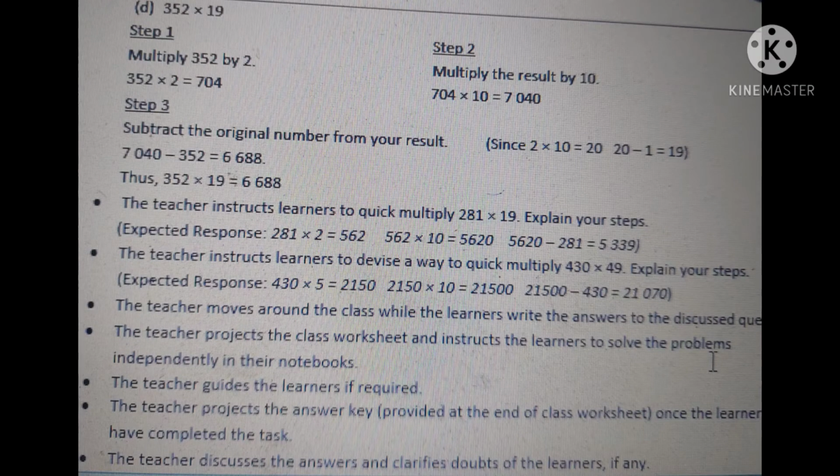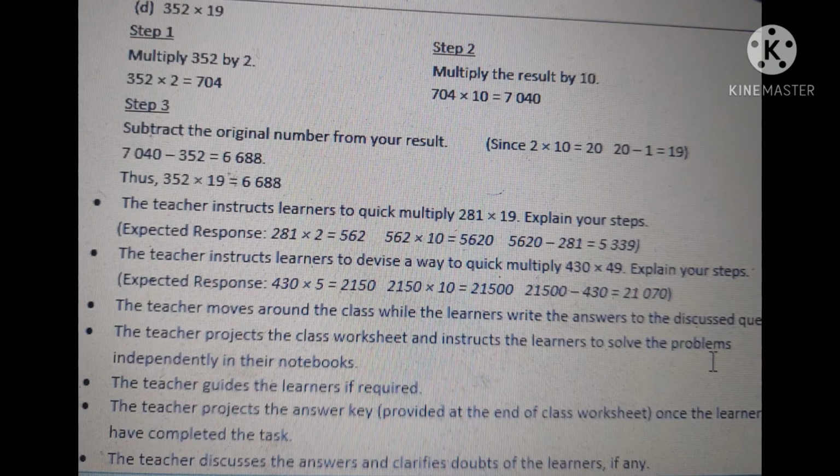So what is the original number? The original number is 352, and the result that we have achieved is 7040. So we will subtract 352 from 7040, which gives us 6,688. So we can say that 352 multiplied by 19, the answer is 6,688. So got it, viewers? Without doing regular multiplication, you can quick multiply in this way.